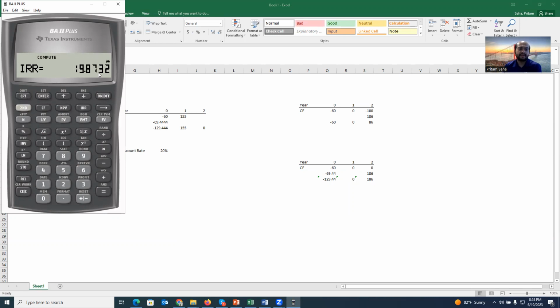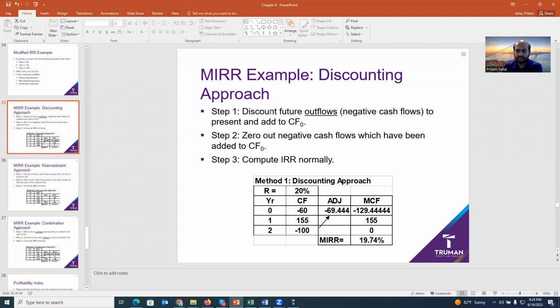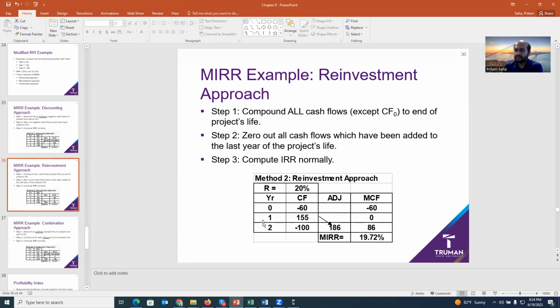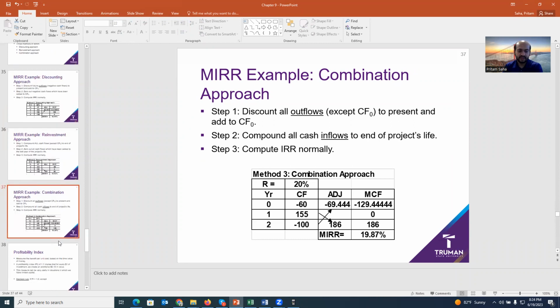Compute: 19.8732. So negative, 0, positive: 19.87. Did you see that? So just follow the definition. Discount future outflows back to today. Reinvestment: all the inflows in the middle compound to the future, the very end. And now combination: all the outflows, discount to today, all the inflows compound to the future, so that there is no sign change. This is modified IRR, an extension of IRR so that we can fix the non-conventional cash flow problem.